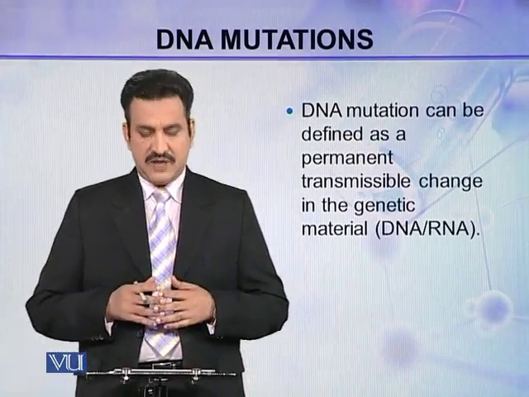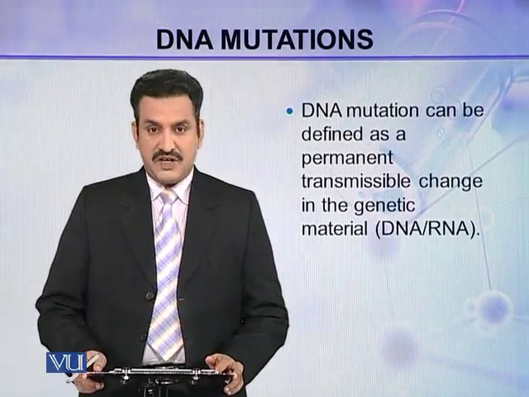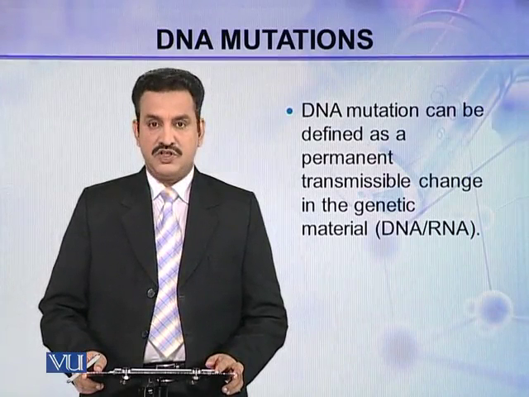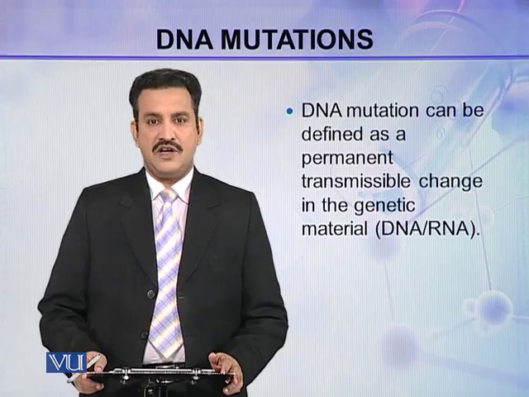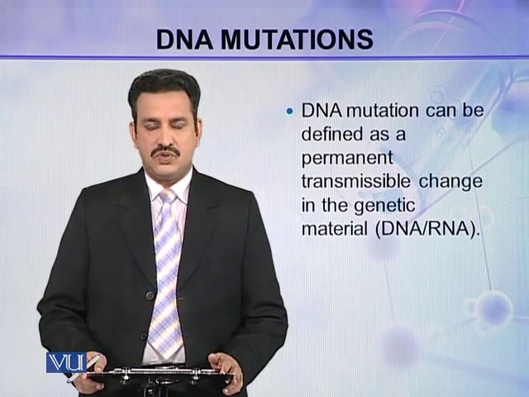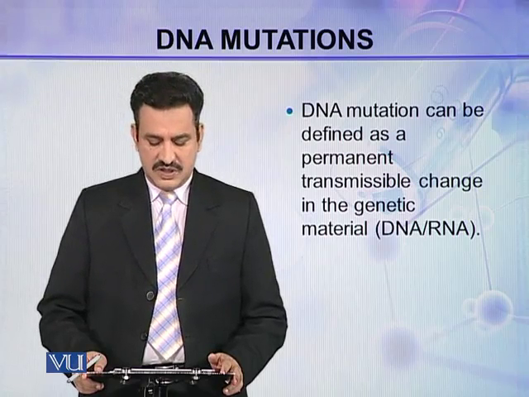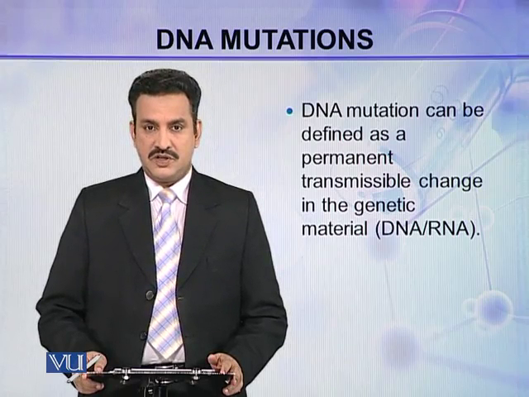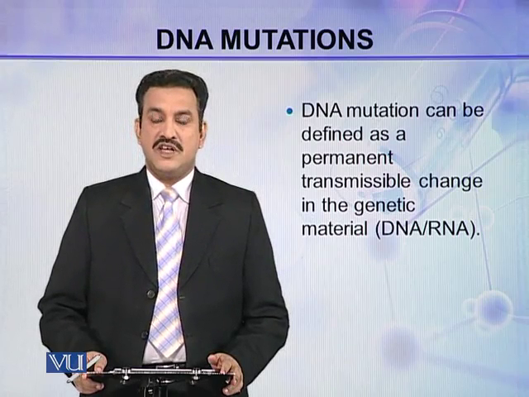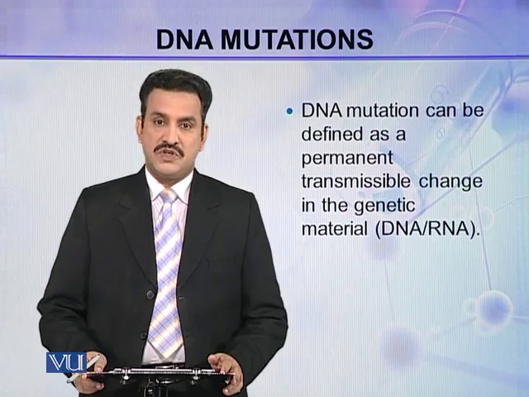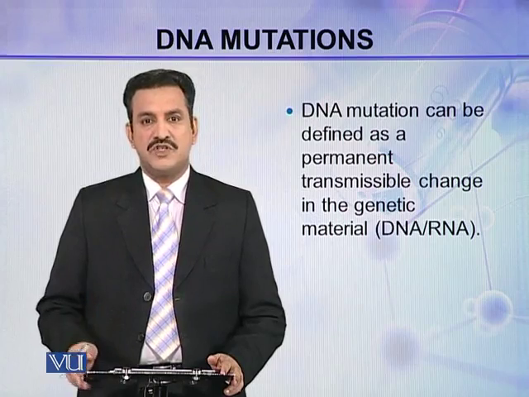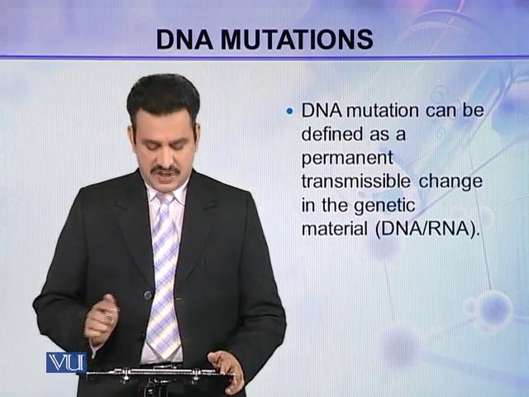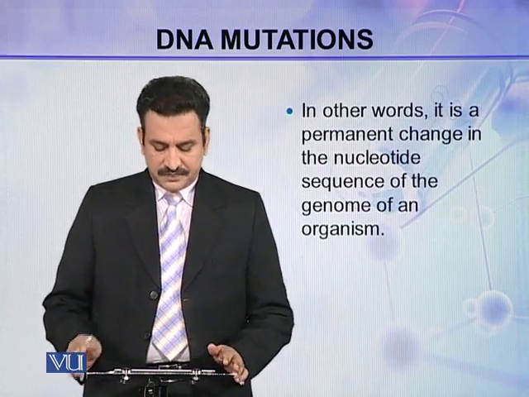DNA mutation can be defined as a permanent transmissible change in the genetic material. The genetic material may be either DNA or RNA. So two things are important. One is the permanent change, and the second one is that the change should be transmitted to the next generation. If the change is not transmissible, we cannot call it a mutation.